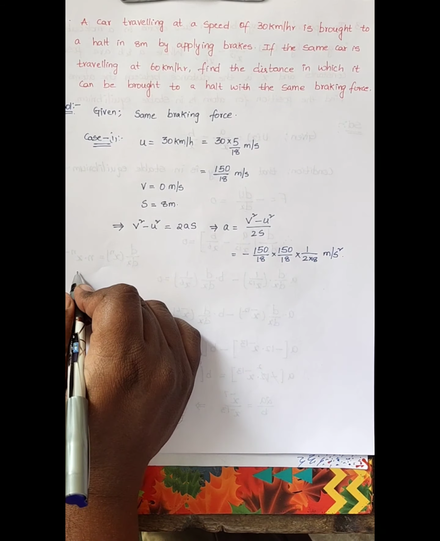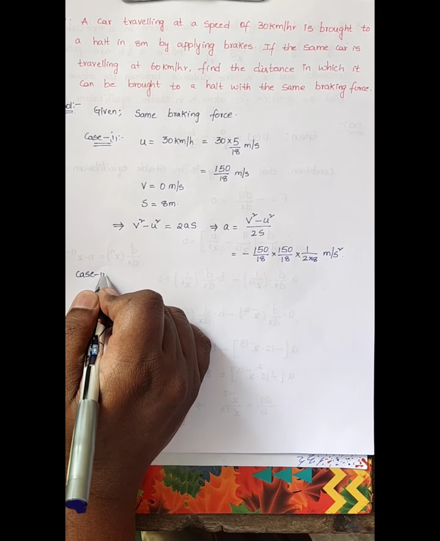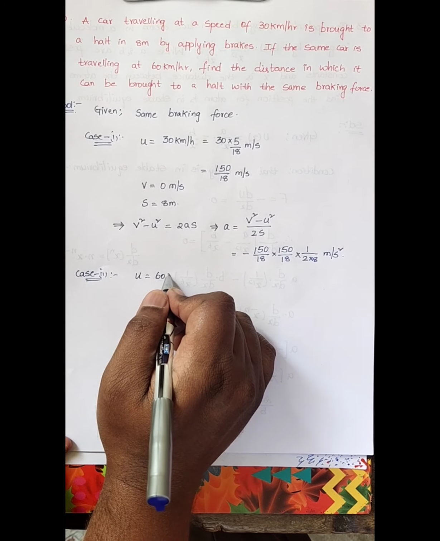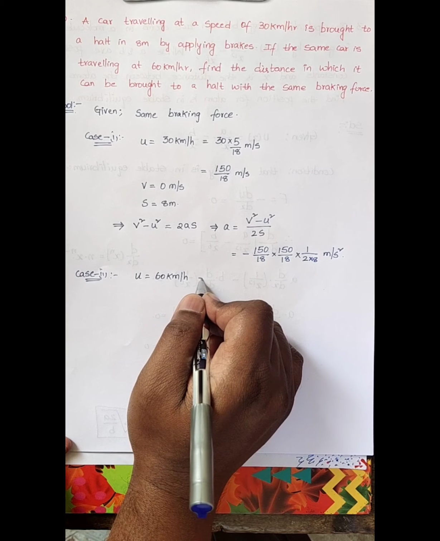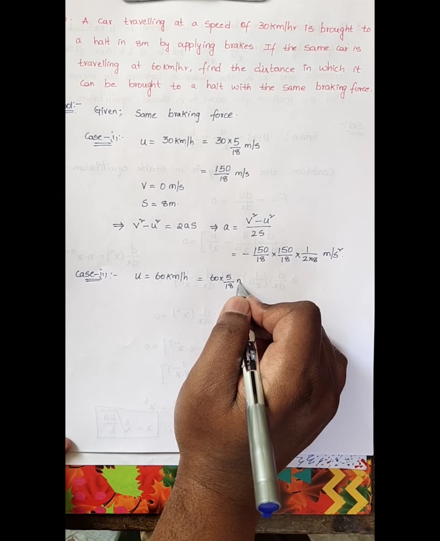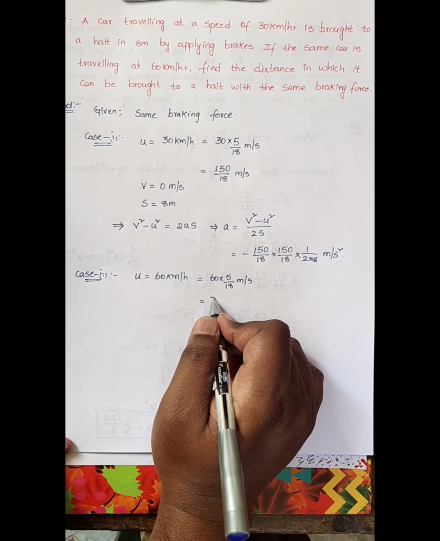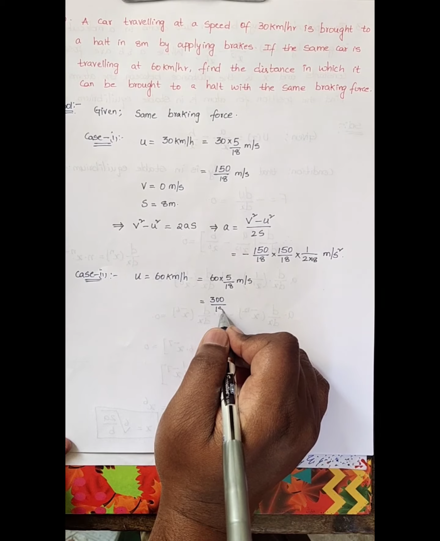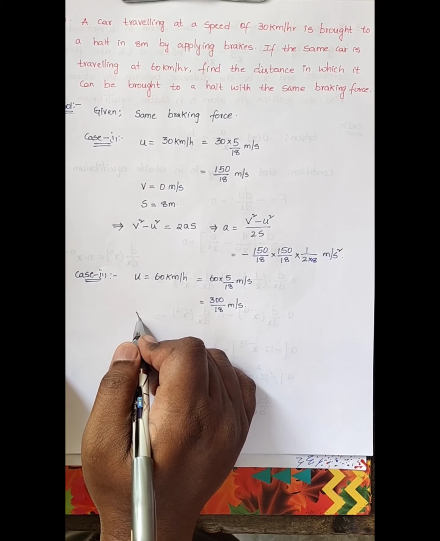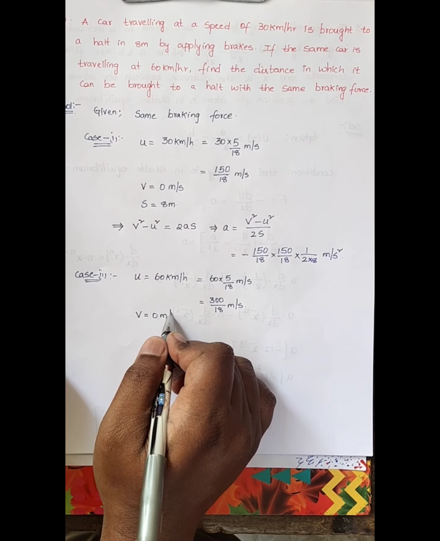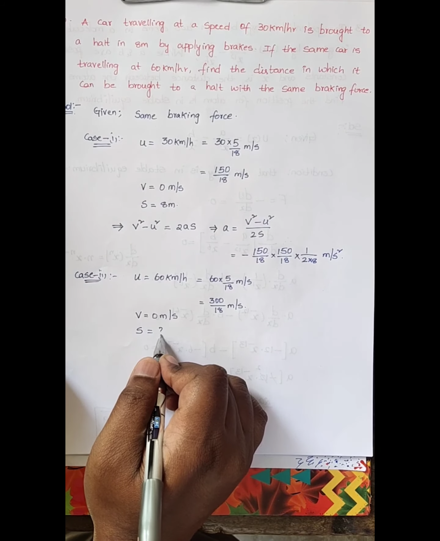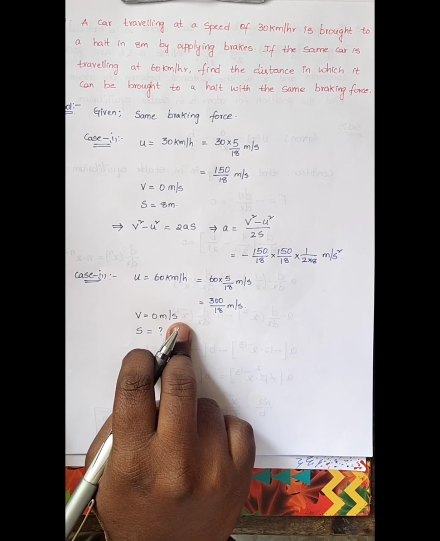So now case 2. Here, the velocity of the car now is 60 km per hour. Converting this into meter per second, 60 into 5 by 18 meter per second, which results in 300 by 18 meter per second. Now again it has been brought to a halt and its final velocity is 0 meter per second, and now they are asking how much distance it will travel for the final velocity to become 0.